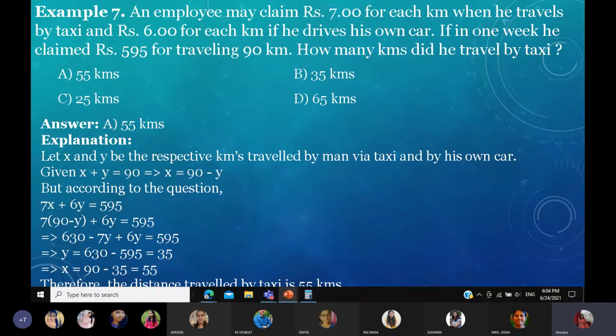We have to find the value of Y. So we substitute the value of Y and we get the value as 35. And now take the value of Y in the above equation, where X is equal to 90 minus 35, where we get the value 55 as the answer.